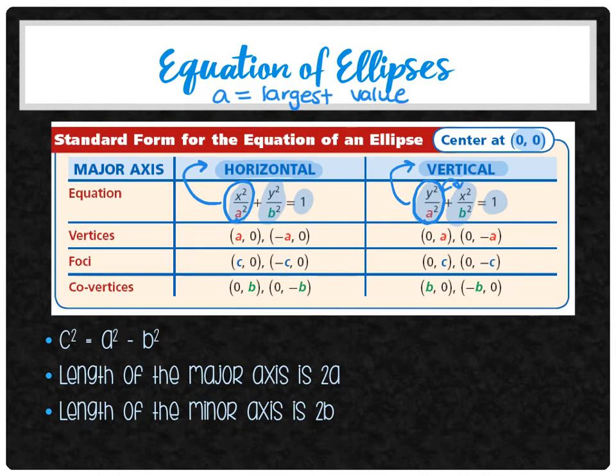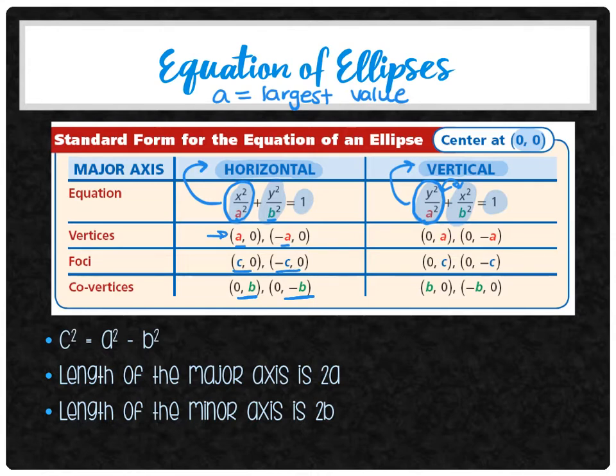So whatever a is, if it's under the x, then we count out from the center to the right and to the left the value of a. Those are your vertices. Whatever b is, we count up and down if it's a horizontal one, because those would be our co-vertices. And the foci is along the major axis, so we go left and right from center, whatever the value of c is.